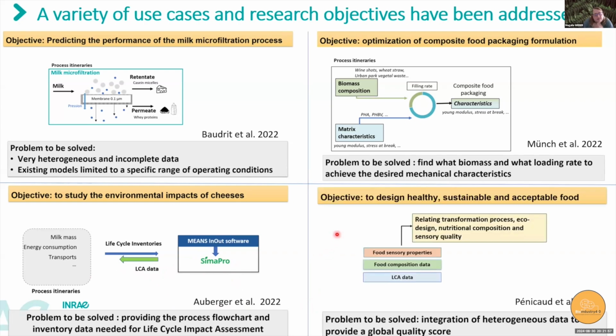And finally, if we want to design healthy, sustainable, and acceptable food, we have to relate transformation processes and some nutritional or food composition data and sensory data as well. So the problem to be solved here is the integration of heterogeneous data to provide a global quality score.